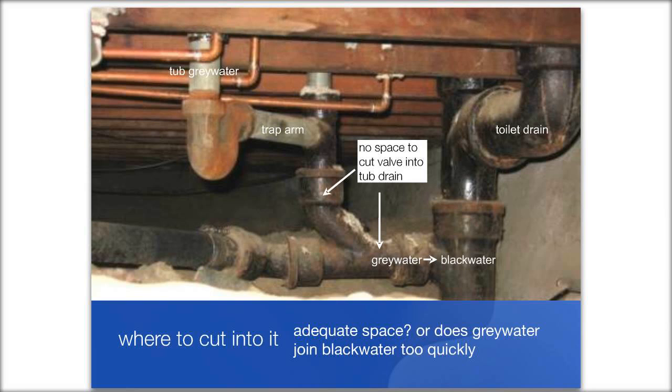So in order to be able to capture gray water from that tub, you would have to majorly reconfigure that plumbing. And that's probably where you would want to hire a professional plumber to come in and do that, because it would involve really fussing around quite a bit to make space for your gray water valve.